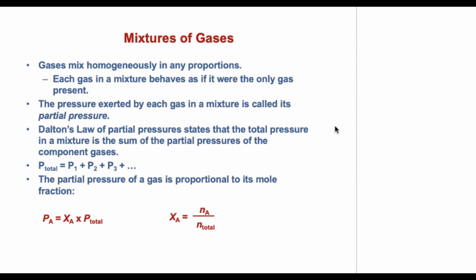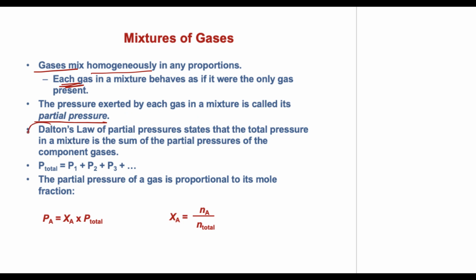Okay, let's take a look at gas mixtures. Okay, that means, think about air. It's a mixture of gases: oxygen, nitrogen, argon, and so on. But anyway, we already talked about how gases will mix homogeneously in any proportions to form a solution. So each gas in the mixture would behave as if it's the only gas present, because remember, gas particles are so far apart that they don't influence each other. So basically, we define the partial pressure as the pressure exerted by each gas in the mixture.